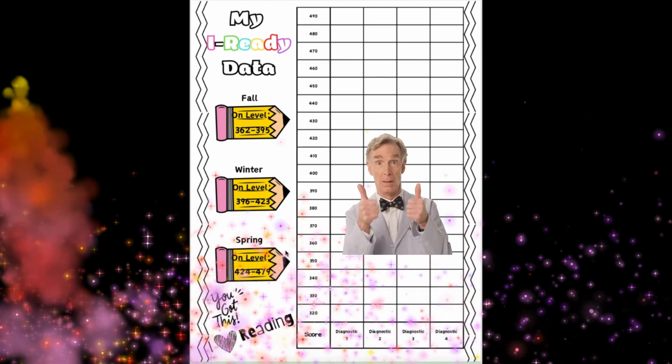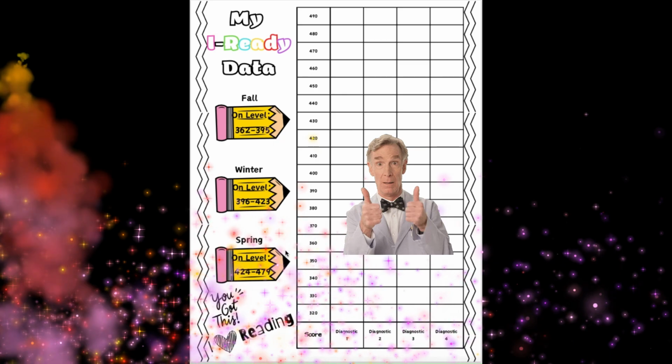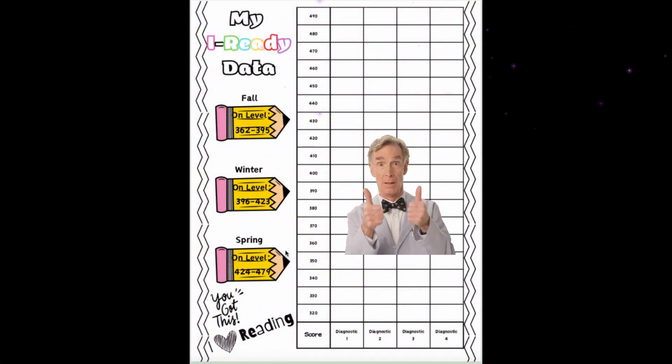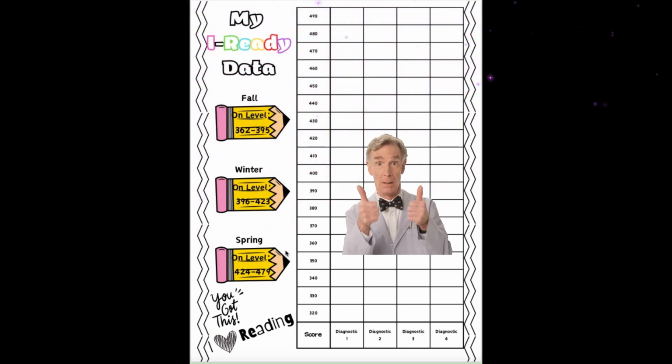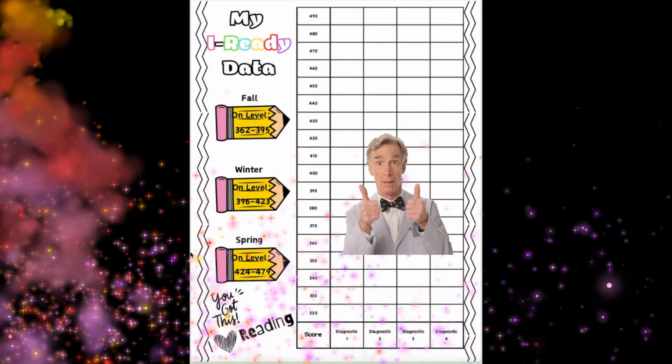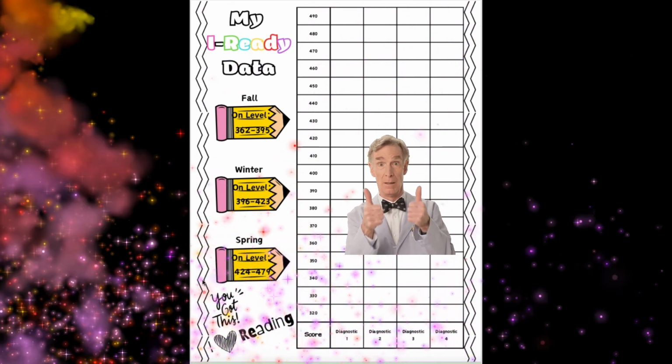I tried to avoid putting anything labeled below or above, green, red, yellow. I feel like right now the focus should be on growth and meeting goals. So I try to avoid any of those colors that sometimes have negative connotations with them. So reading is this, and this is for kindergarten.